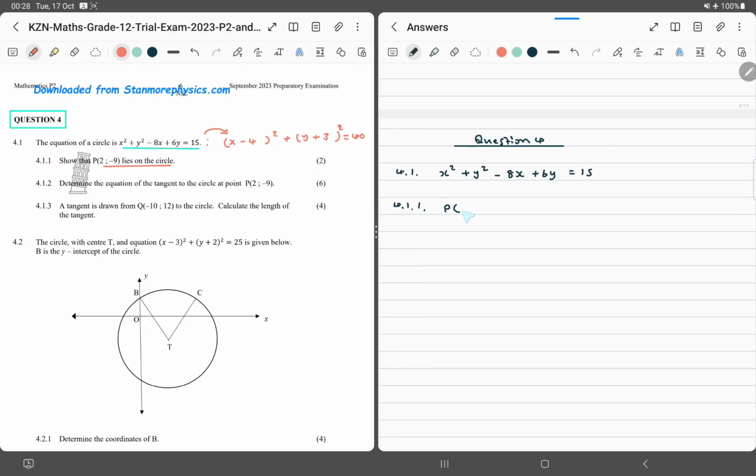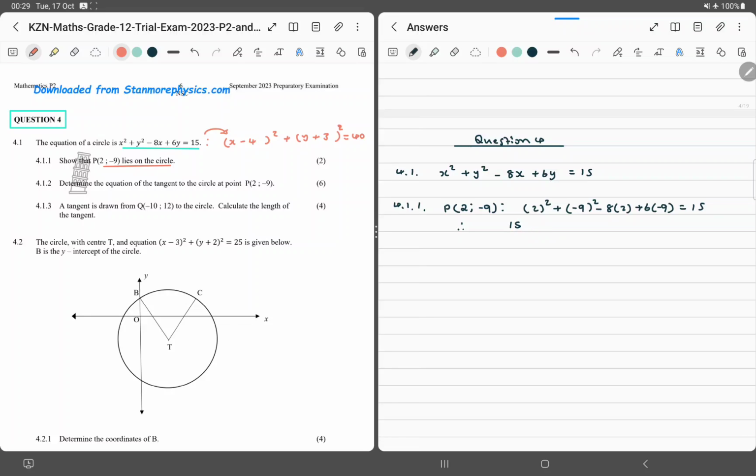4.1.1, we know that if P is (2, minus 9), when we substitute in, the x is 2, all squared, plus minus 9 all squared, minus 8 into 2, plus 6 into minus 9 equals 15. Basically, when we substitute this point, the left hand side has to equal the right hand side. So we've got 2 squared plus minus 9 squared minus 8 into 2 plus 6 into minus 9. So that basically is 15.